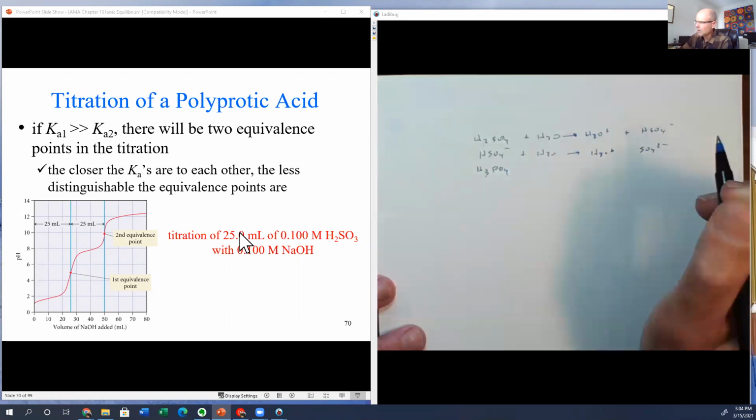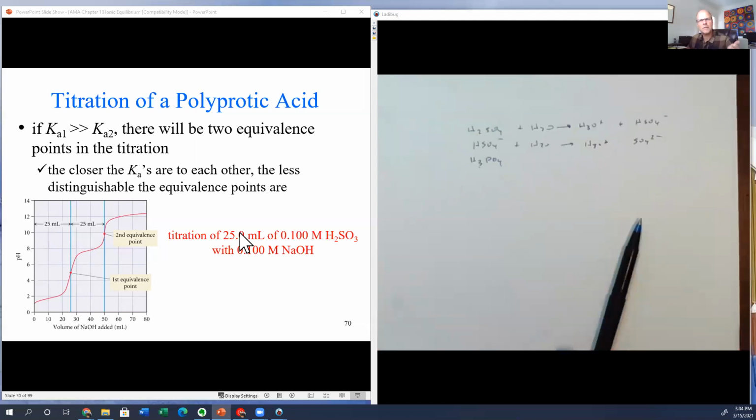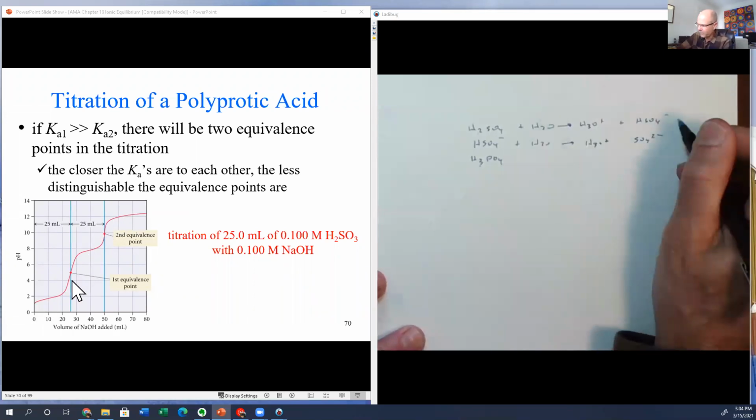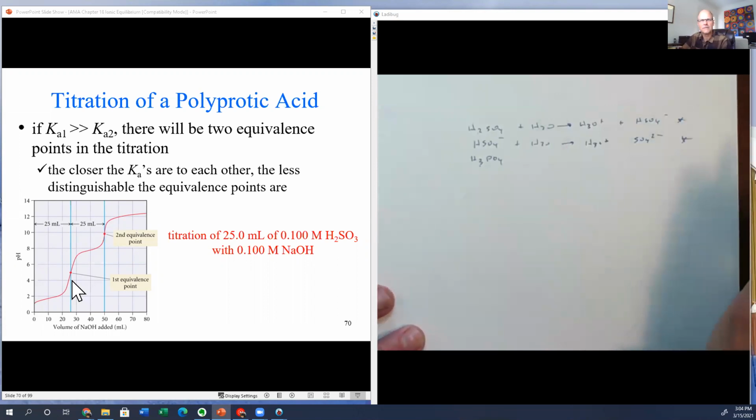Right, so they just lose their protons sequentially like this, right? And we talked a little bit about polyprotic acids in the past. I'm not going to have you do a titration of a polyprotic acid. You don't have to know how to do that. But I do want you to know what the curve looks like. It's going to look like this. Why? Because you're going to have one endpoint for the first titration and then another endpoint for the second titration.